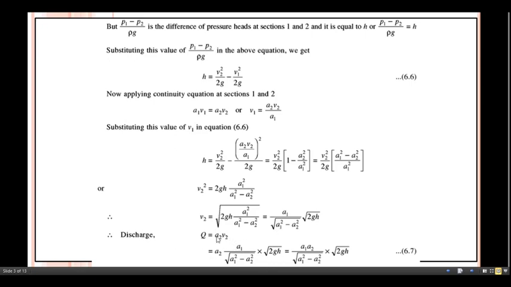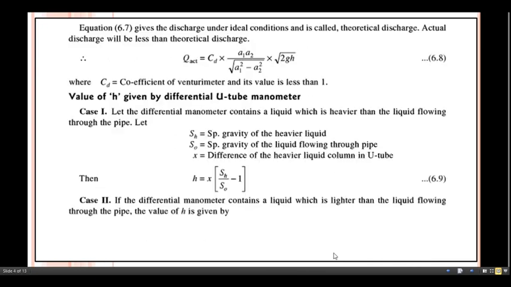With the help of this relation you can get the discharge Q equals a2 v2. So a2 you write as it is, and for the v2, this term is already with us, just substitute it here: a1 divided by square root of a1 square minus a2 square multiplied by square root of 2gh. So here a1 a2 divided by this term, and this term is as it is.